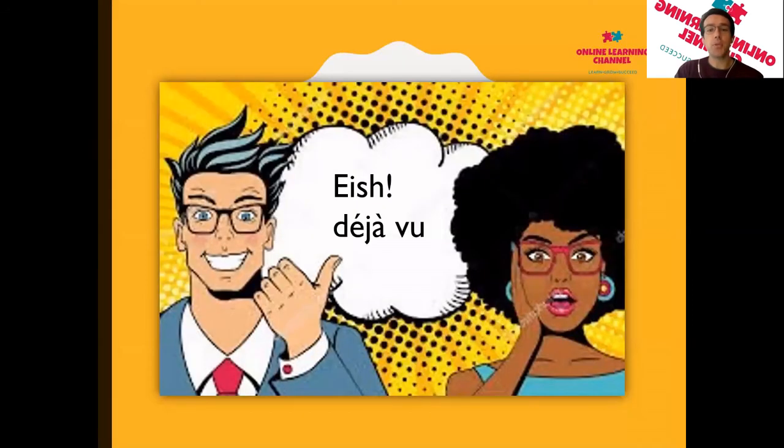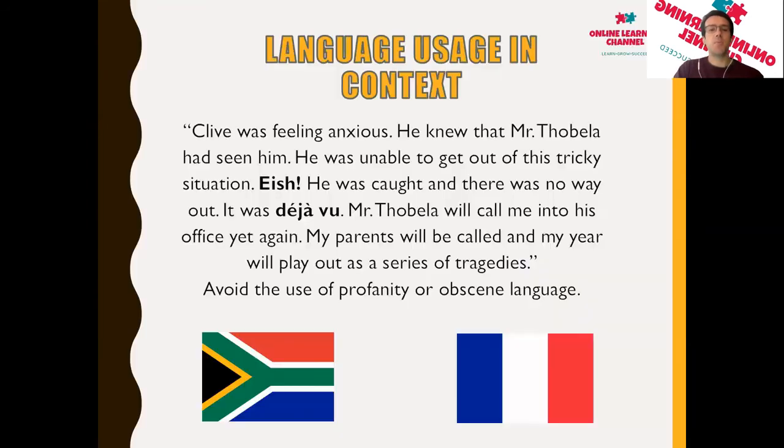Okay, so the two terms, "eish" and "déjà vu," these are the two phrases we need to keep in mind that are now going to be used appropriately in the context of this particular speech. So here we go. Clive was feeling anxious. He knew that Mr. Topela had seen him. He was unable to get out of this tricky situation. "Eish." He was caught and there was no way out.